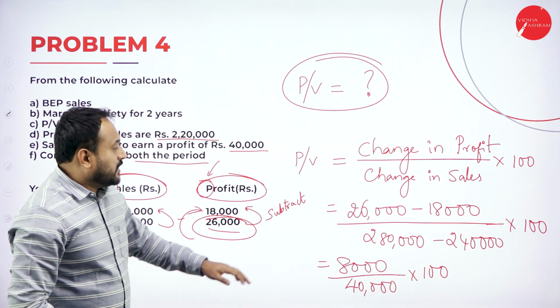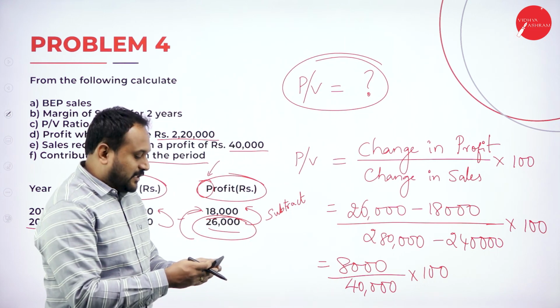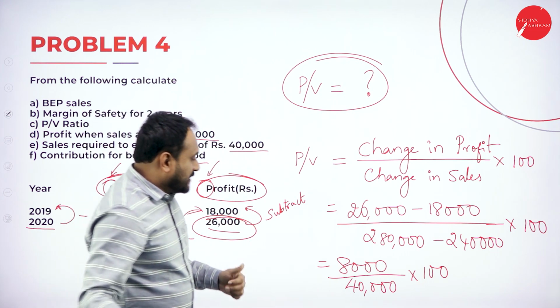Into 100. Now here 8,000 and 40,000 if you go with it, that is 8,000. You can go with actually zeros will come.